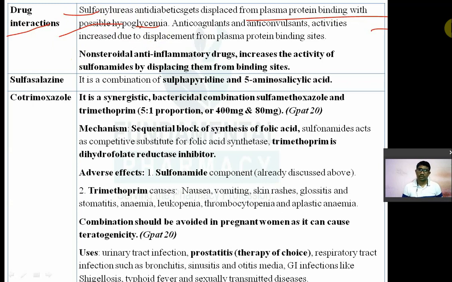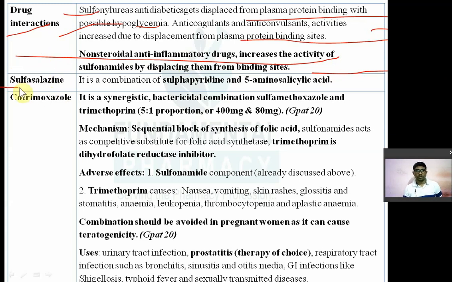As a drug interaction with anticoagulants like warfarin and anticonvulsant drugs, displacement type of reactions occur at the protein binding site. Other drugs like NSAIDs, anti-inflammatory drugs, increase the activity of sulfonamides by displacing them from the binding site. Similarly, phenylbutazone will displace the sulfonamides from the protein binding site. So it will increase that.